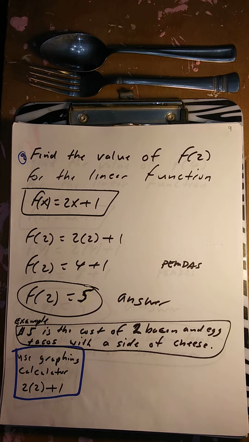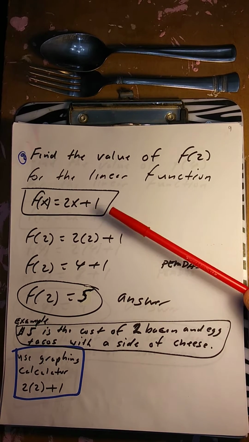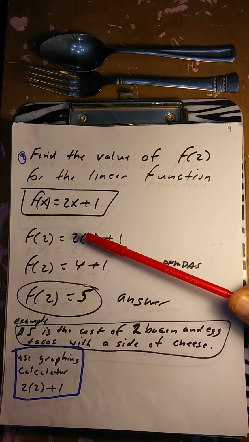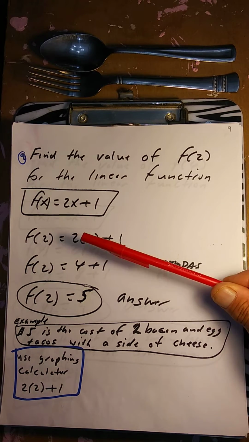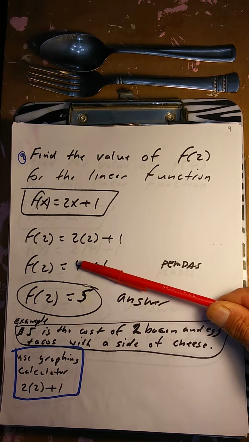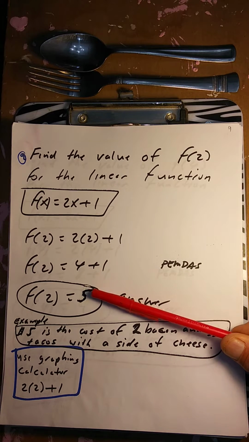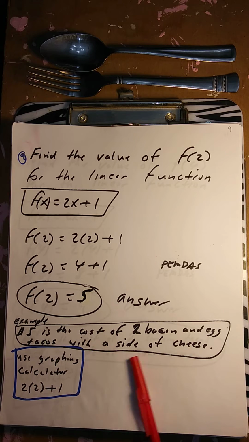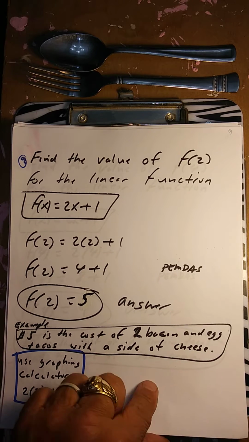Find the value of f of 2 for the linear function. Again, f of x equals 2x plus 1. Put a 2 in there. So you have to do the multiplication first. Order of operations. So 2 times 2 is 4. And then 4 plus 1 more is going to give you 5. So $5 is the cost of 2 bacon and egg tacos with a side of cheese. Got it?